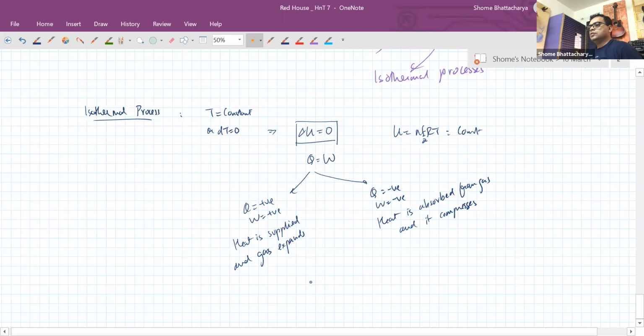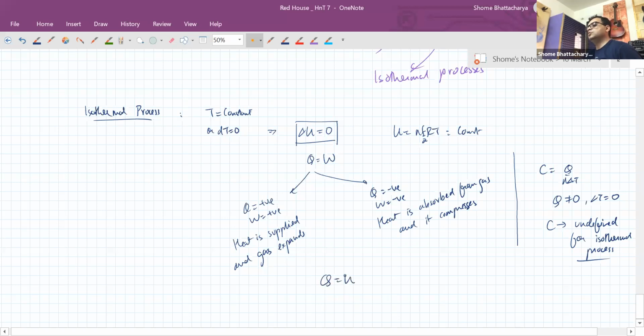So now the interesting thing is that there is no such thing as molar specific heat capacity, because C is equal to Q divided by n delta T. Now here what is happening? Q is non-zero, but delta T is zero. So C is undefined. Molar specific heat capacity is undefined for an isothermal process. Instead, we define it from this relation.